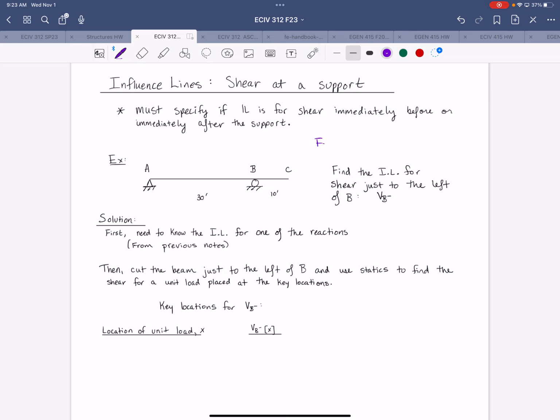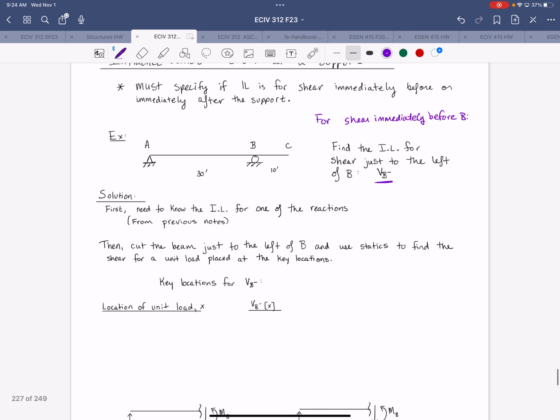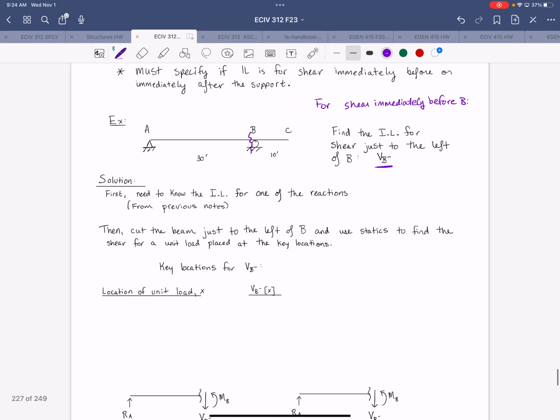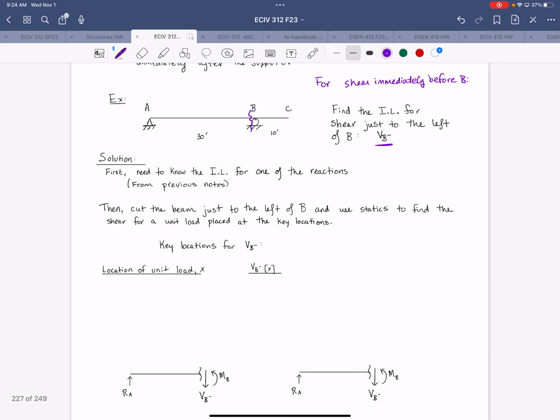So I'll say this is for shear immediately before B. We're going to call that response VB minus, the minus sign indicating before B. That means we're going to cut the beam right before the support for our statics calcs. First we will need to know the influence line for at least one of the reactions, and we have that already, right?